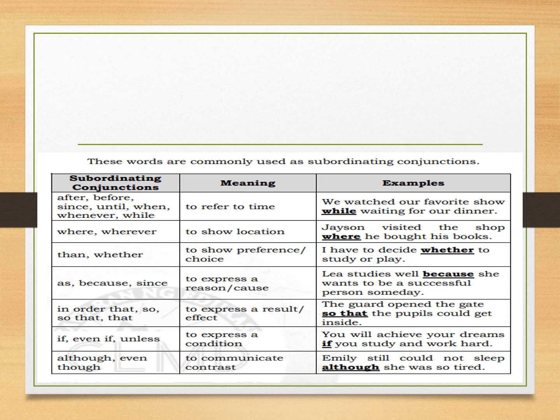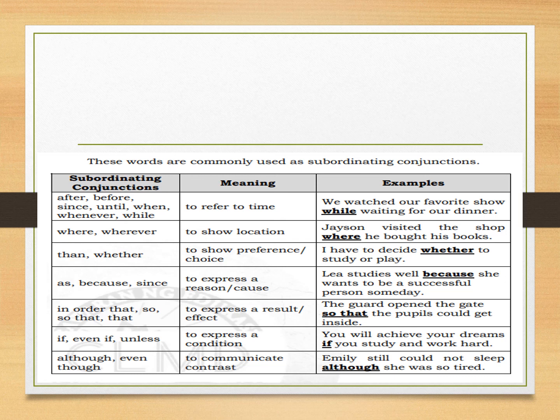Another conjunction, where and wherever, meaning to show location. Example, Jason visited the shop where he bought his books. Another subordinating conjunctions, we have than and whether, meaning to show preference or choice. Example, I have to decide whether to study or play.